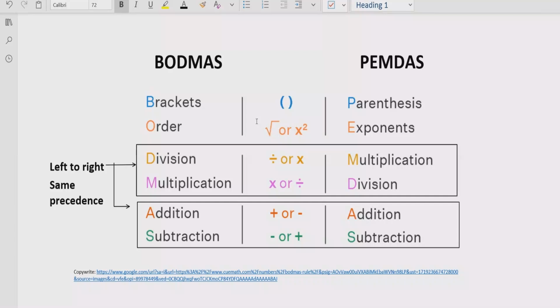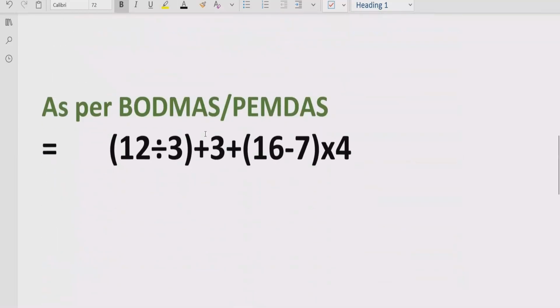As you can see on the screen, division and multiplication have the same precedence. So you can solve division first if it is coming first, and you can solve multiplication first if it is coming first. Similarly, for addition and subtraction, we have the same rule. We can solve addition first if it is coming first, and subtraction first if it is coming first. So now let's move towards solving the given expression.